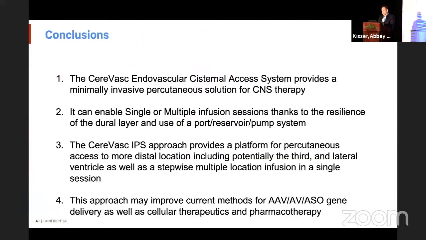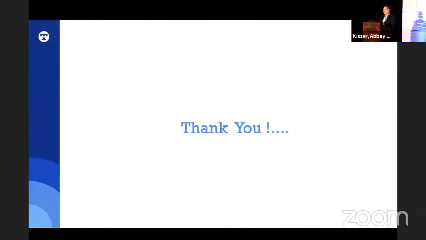So in conclusion, the CERVASC cisternal access system provides a minimally invasive approach to the central nervous system for gene therapy. It can be used in single or multiple infusion sessions, and also provides an approach for reaching other parts of the ventricular system in the future. We are currently awaiting the results of gene therapy injection in that region to compare to the gold standard of the cisterna magna. And thank you very much.